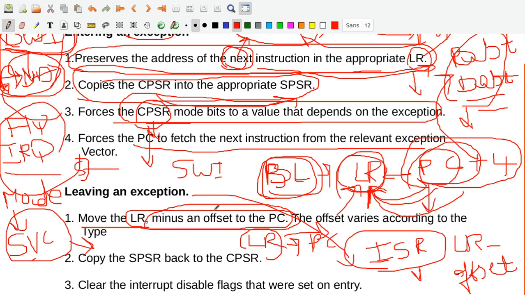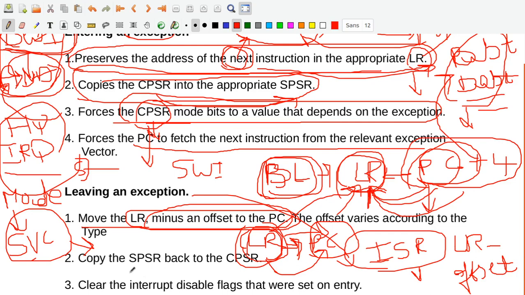Whereas here, when you are leaving an exception from the interrupt service routine, you have to know where you want to return. So how do you know where to return? By copying the link register back to the program counter. What is stored in the link register? Because PC was copied to the link register, it is holding the return address. So this return address stored in the link register is copied back to PC, of course with the offset, which we'll discuss in the next slide.